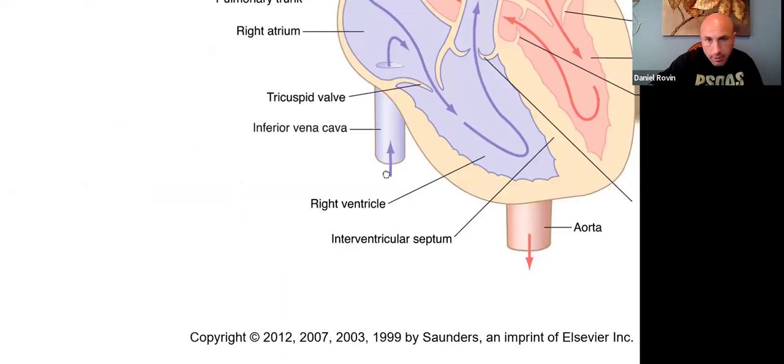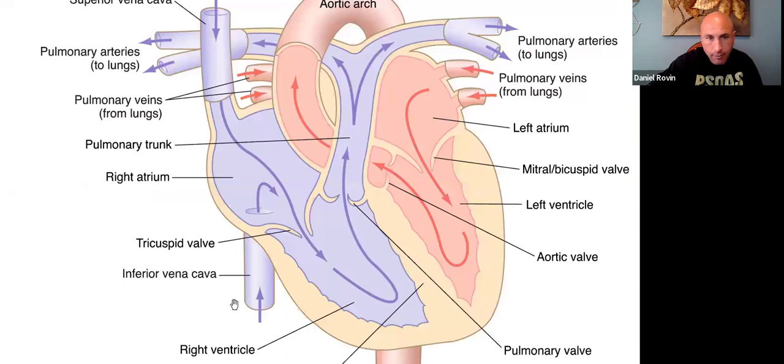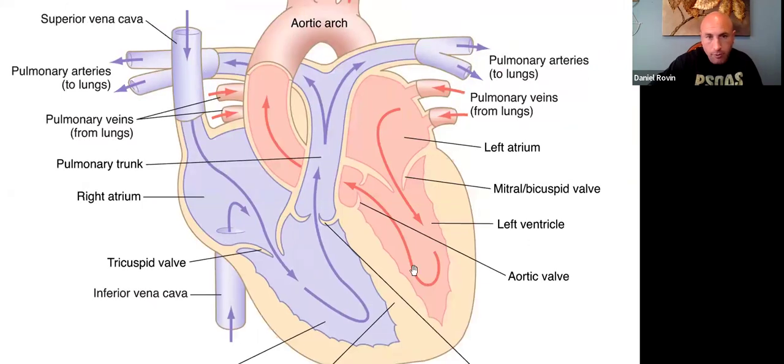we're coming into this right atrium, either from the lower body or from the upper body or the heart itself, from the coronary vessels. And then that blood goes through the right atrium, through the tricuspid valve into the right ventricle, where when the right ventricle pumps and contracts, it pushes blood through the pulmonic or pulmonary valve into the pulmonary trunk, where either blood will go into the right pulmonary artery, the left pulmonary artery, to the lungs, and in the lungs get oxygenated.